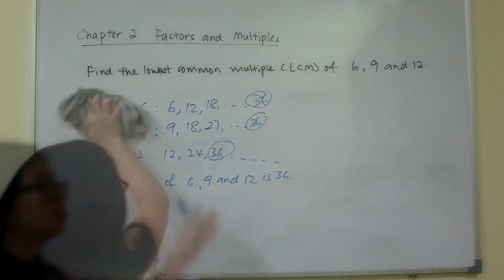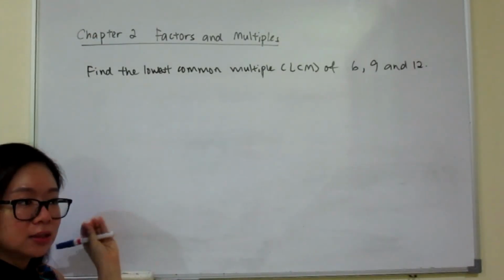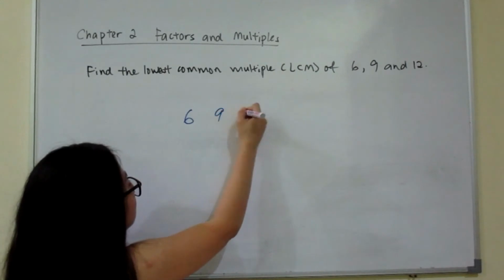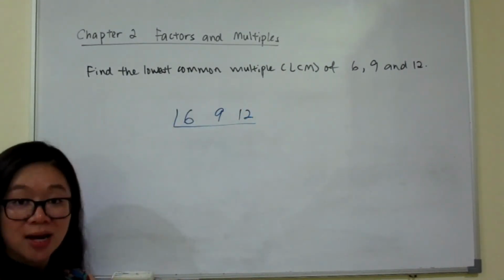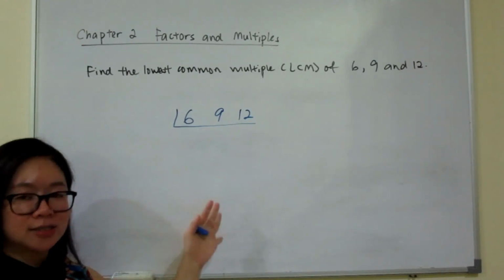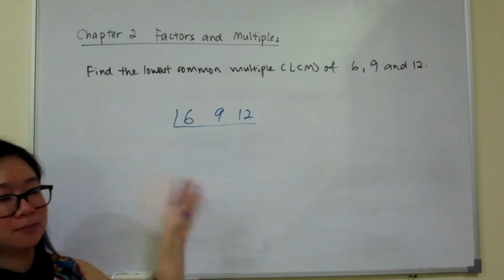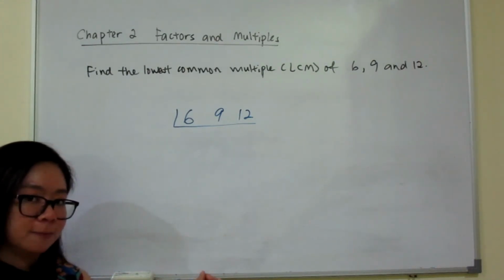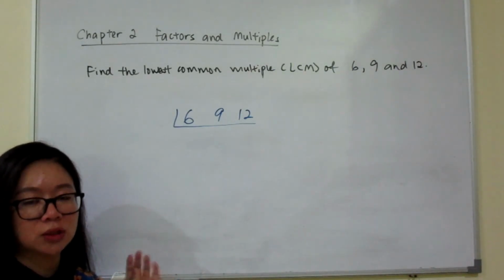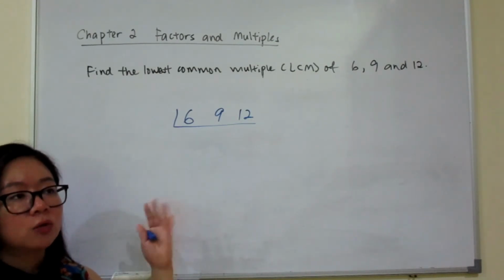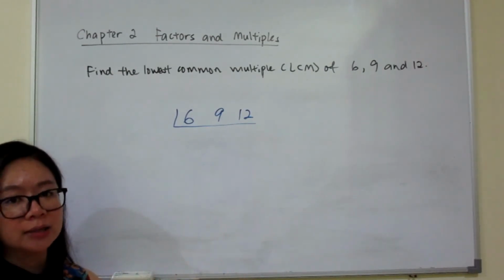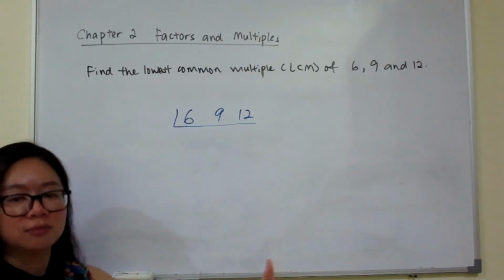So let's start off. We're going to use the method that you have seen for HCF. So 6, 9, 12. Then we divide it. So this is repeated division. The difference, just now I said, is that for HCF and LCM the same method is a bit different. For HCF, we divide until we cannot divide all three numbers by the same number. We stop there. But for LCM, we divide until all three of them become 1. Finish the division. Divide regardless.